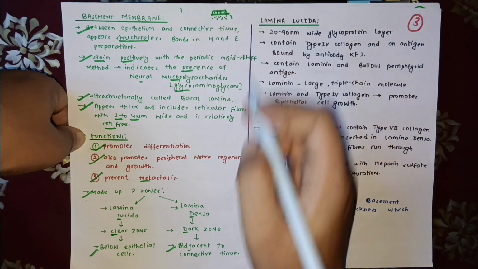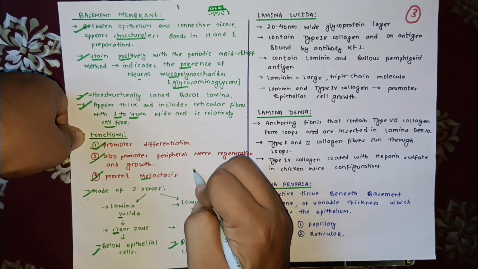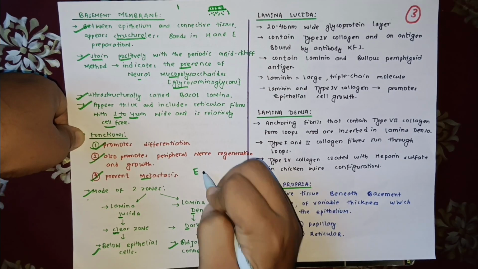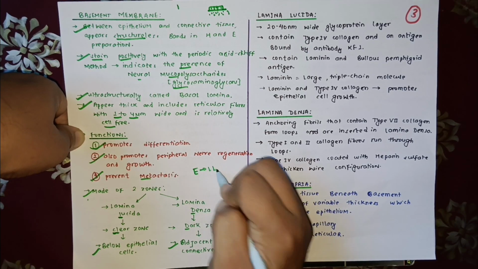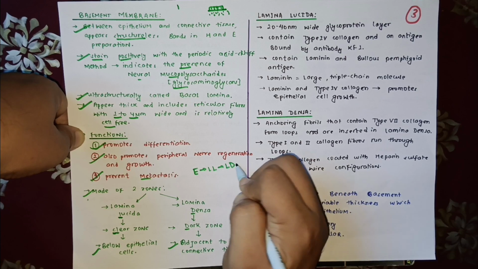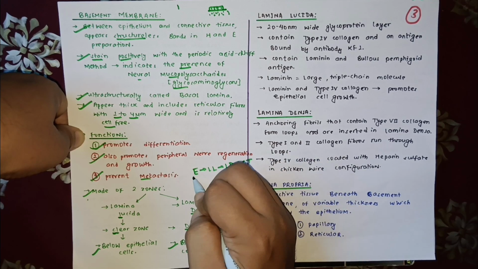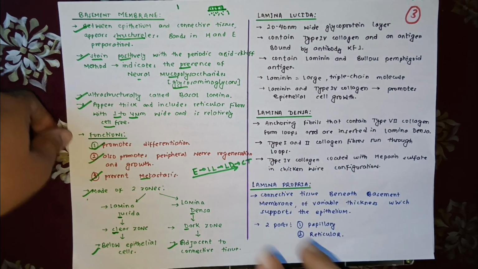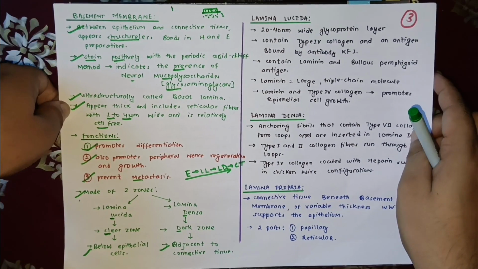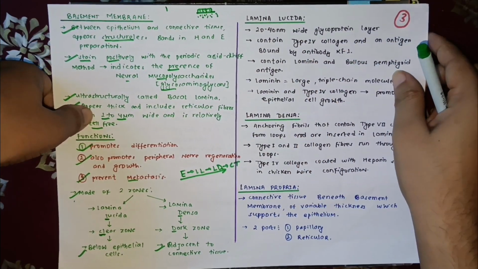So first of all, I will show you here. First of all there is the epithelium. After that there is a lamina lucida, after that there is a lamina densa, and after that there is connective tissue. So this is the pattern. I have also written the text of this lamina lucida here.